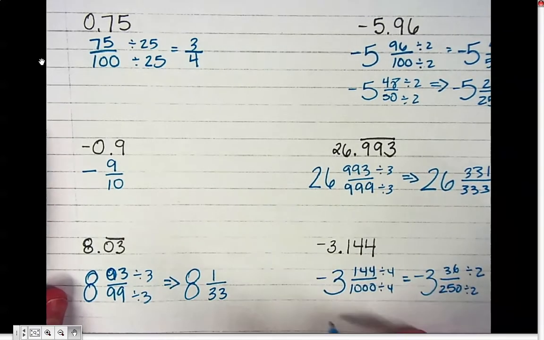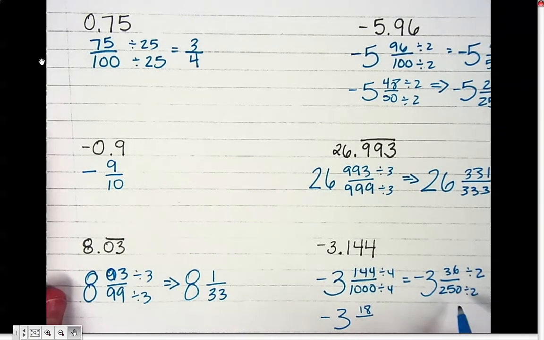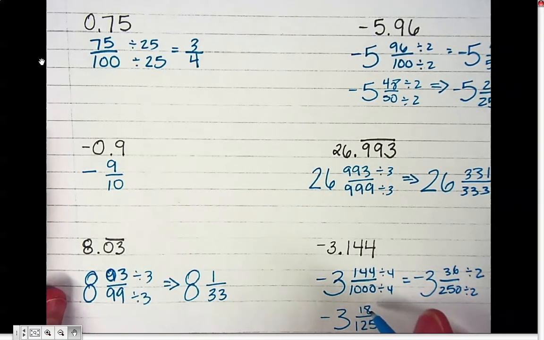All right, so -3, 36 divided by 2 is 18. 2 into 250, that's going to be 125. Okay, so that works. And I'm looking at these. 18, its factors are a 3, a 6, a 9, a 2, and none of those are going to go into 125. So I'm as simplified as it goes.